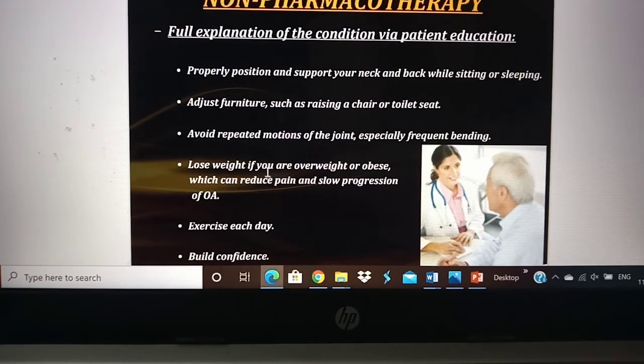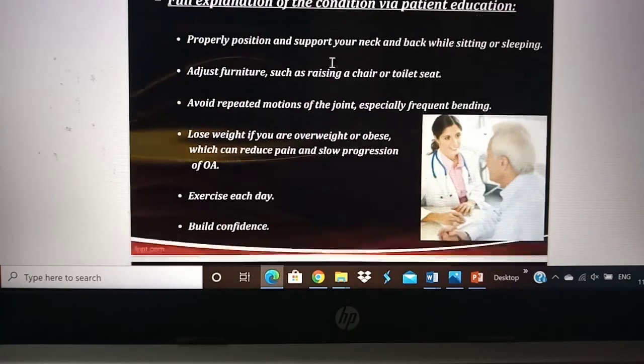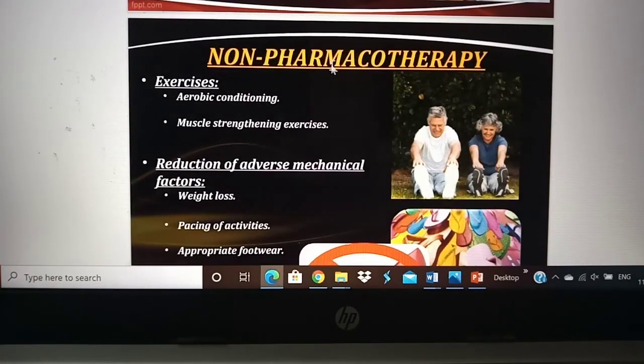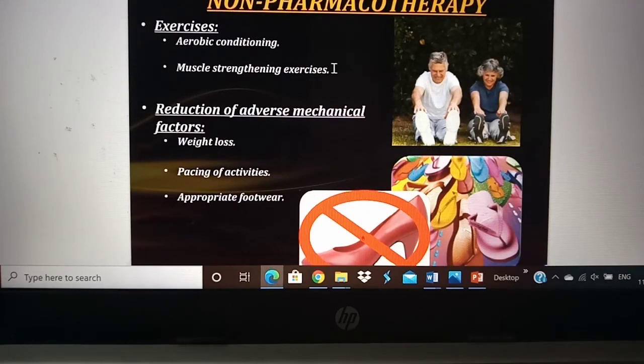You can also provide supportive therapy, like heat therapy to the affected part, strengthening of the muscles that are weak, and you can also provide support with a crepe bandage for the joints, especially if it's a knee joint, so that they can walk confidently. Aerobic exercises, muscle strengthening exercises, weight loss, appropriate footwear, all these can help.